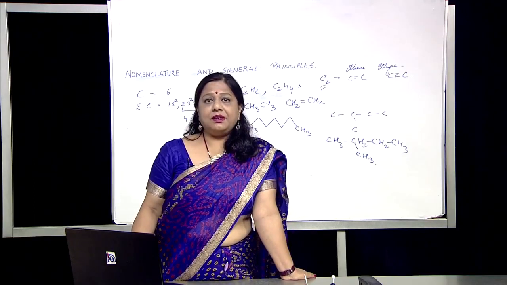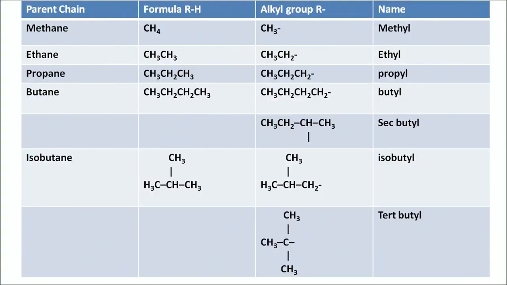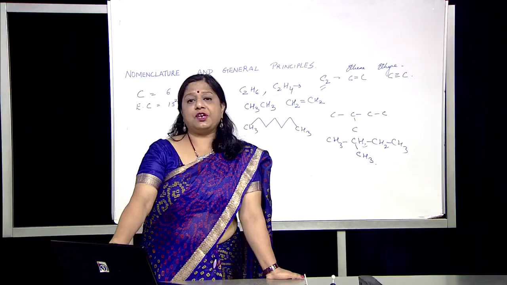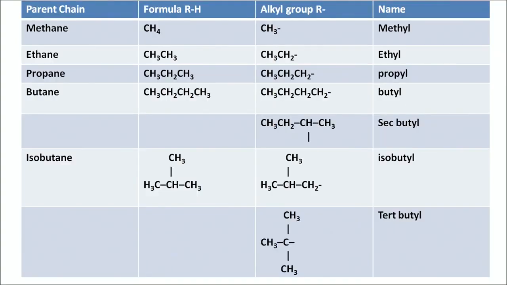So when you remove one hydrogen, it becomes methyl. For example, you have methane, which you can see from the table. When you remove one hydrogen, it becomes methyl. For example, CH4 becomes CH3. You can see the next, ethane, having the formula CH3CH3. When you remove one hydrogen, it becomes CH3CH2, ethyl, and so on.